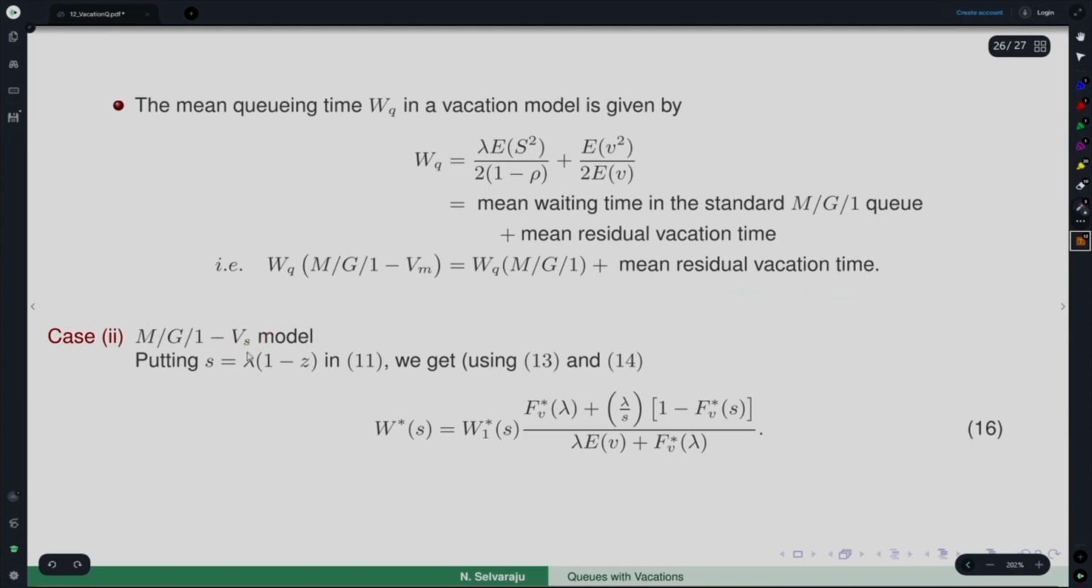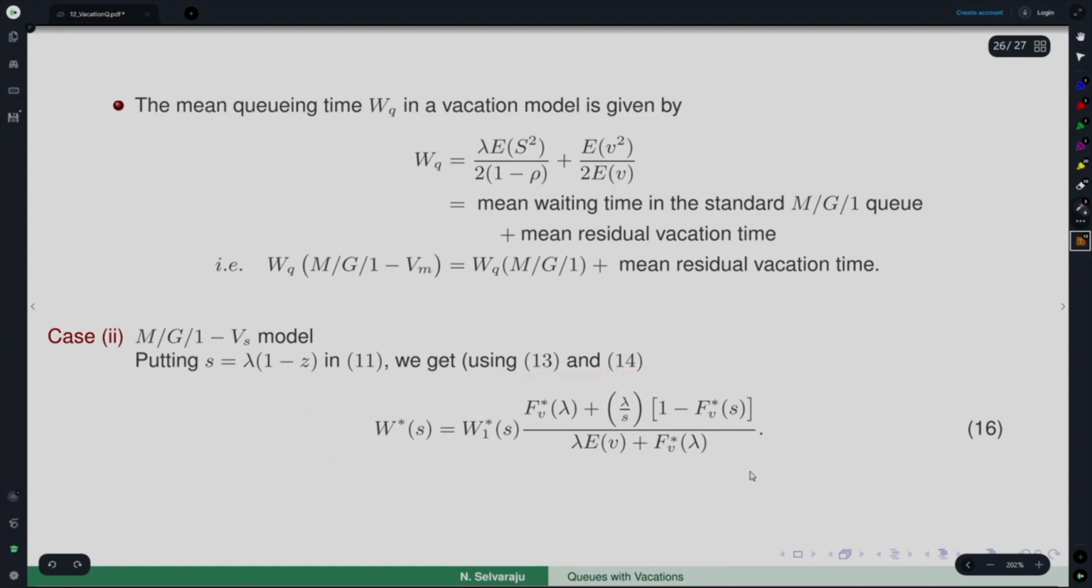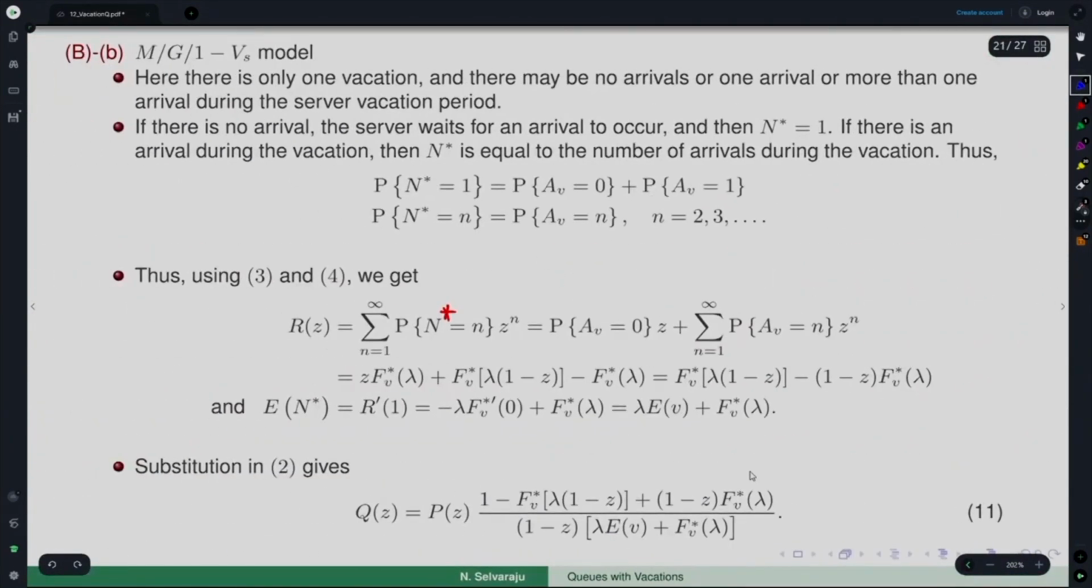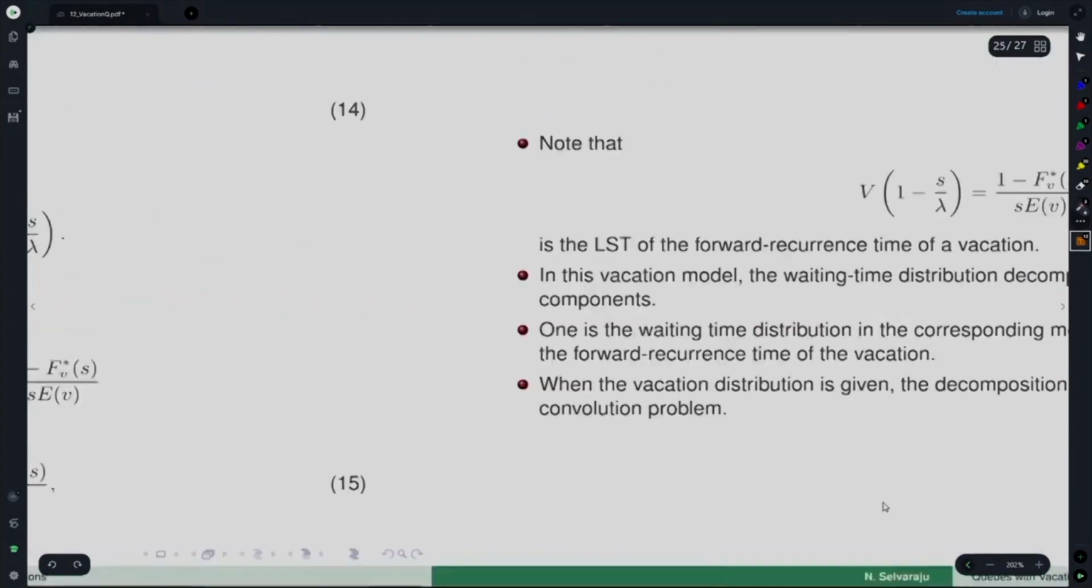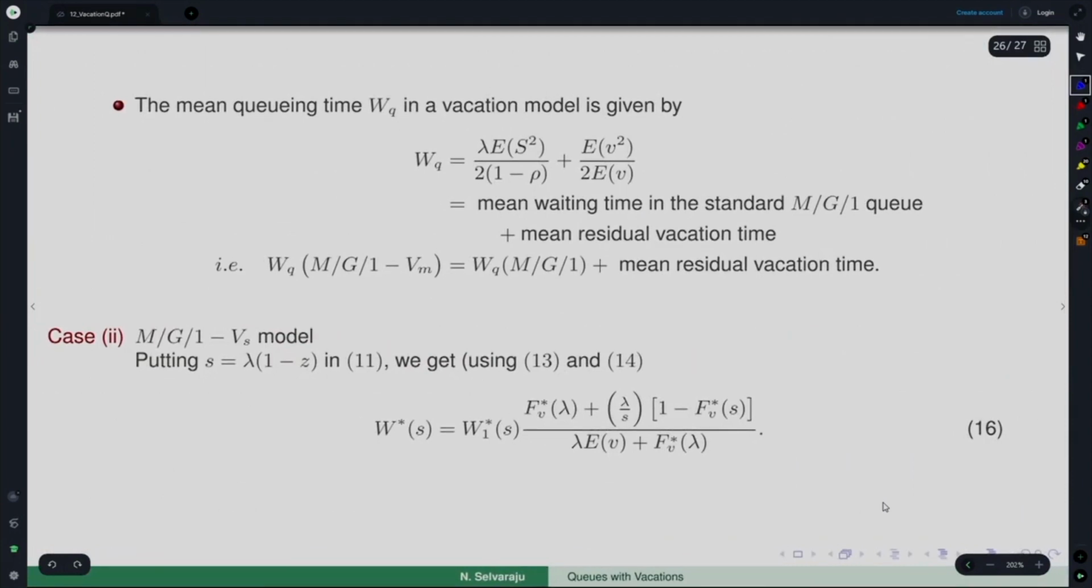Now, in the case of a single vacation model, again you can plug in and then use the corresponding result there inside. You will get this expression, which you can try out by yourself in the case of single vacation, because it is just like what we have done for this particular case. You have to start from here and then do the case there, that is all you have to do.